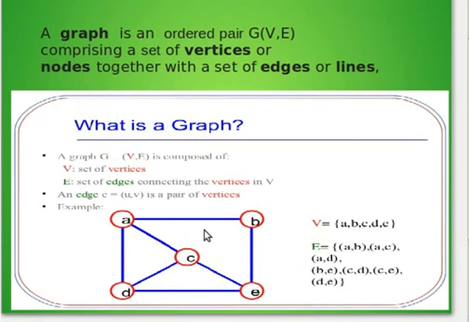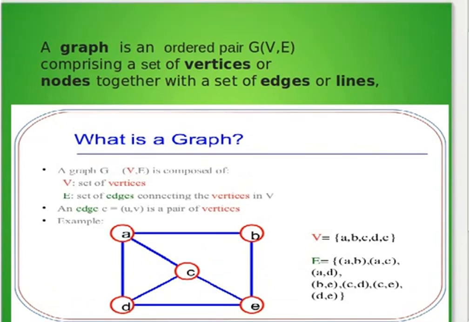An undirected edge from A to B means you could move from A to B or from B to A, but a directed edge only allows travel in one direction. This graph is an undirected graph, and the directed graph looks like this.